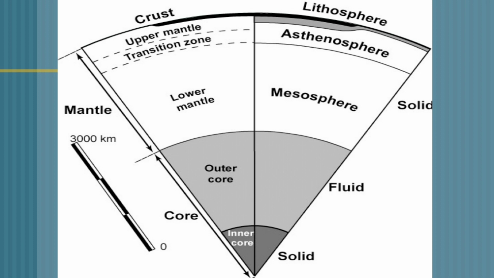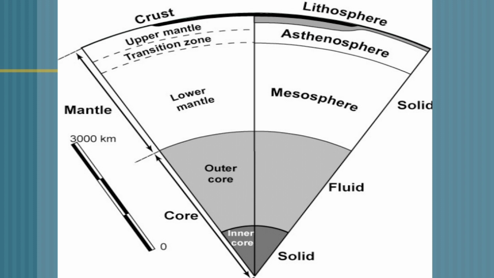Number 1, the African plate. Second, the American plate. Third, the Antarctica plate. Fourth, the Australian plate. Fifth, the Eurasian plate, and the last, sixth, the Pacific plate.